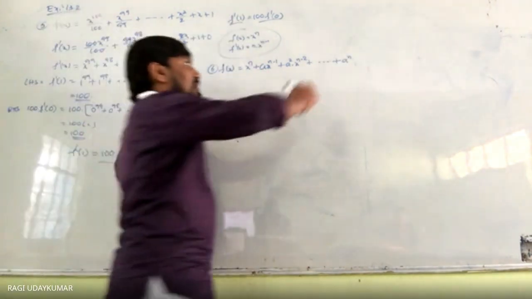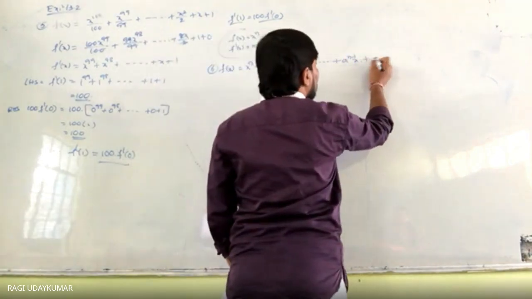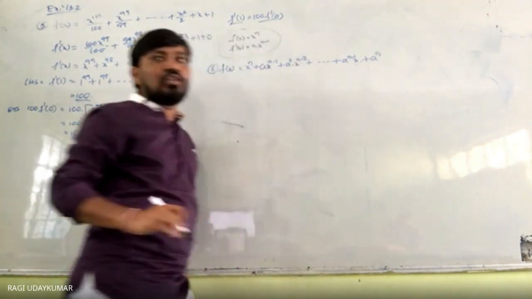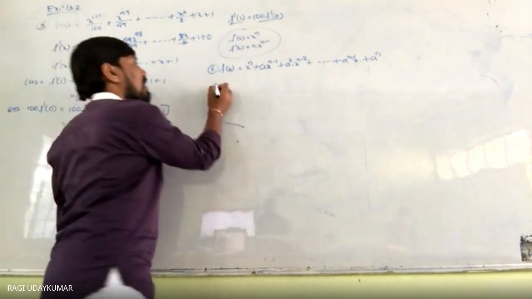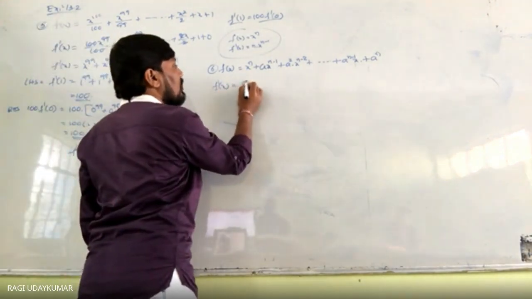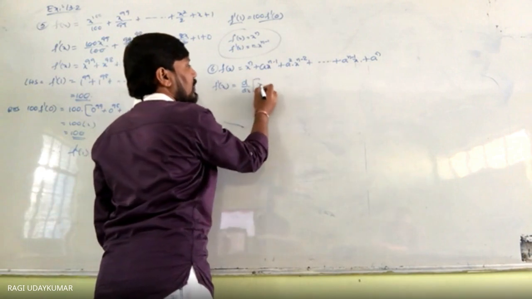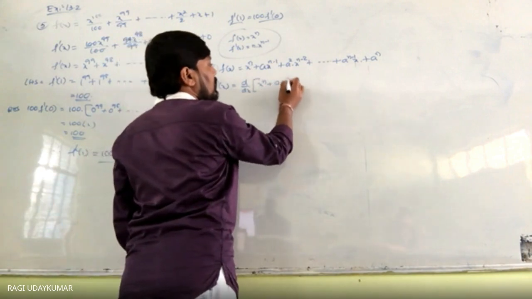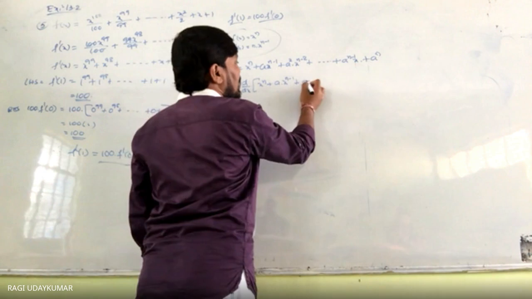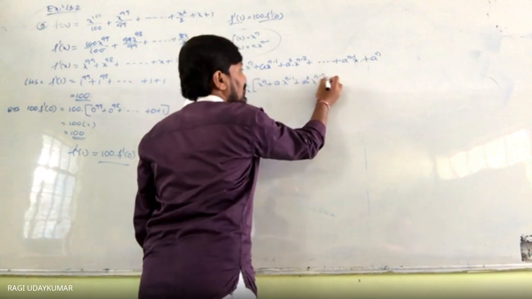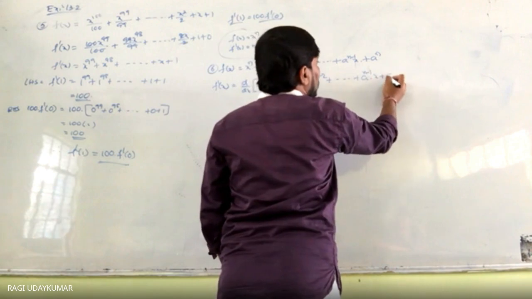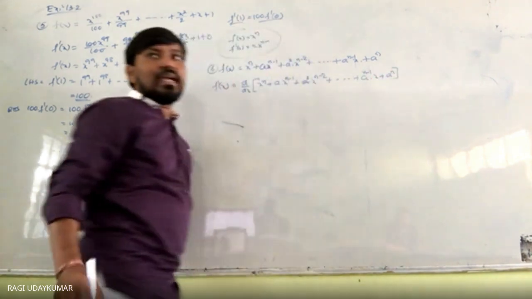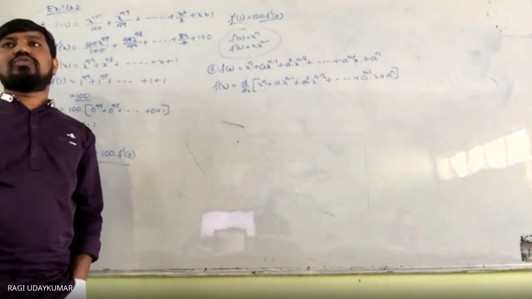So a to the power of n minus 1 x plus a to the power of n, and asking you to find out the dy/dx, the derivative of this function. So f dash of x is equal to d by dx of x to the power of n, a into x to the power of n minus 1, a square into x to the power of n minus 2, plus and so on, a to the power of n minus 1 into x plus a to the power of n.